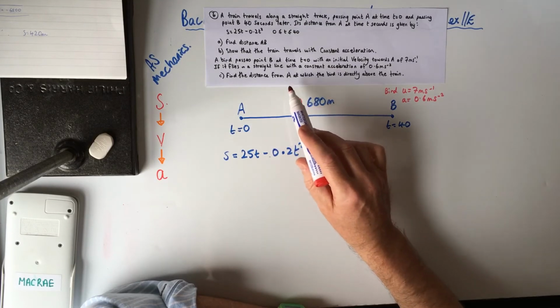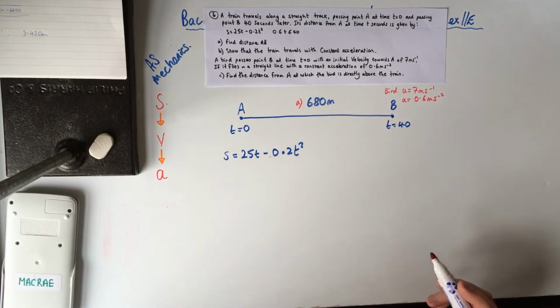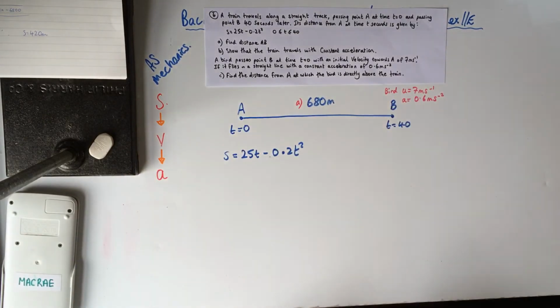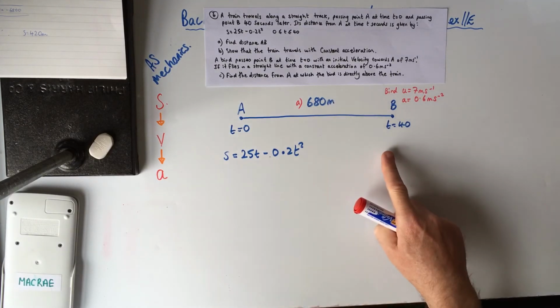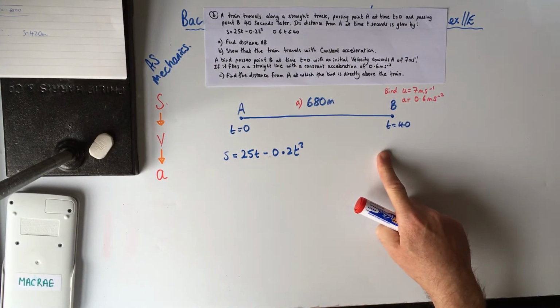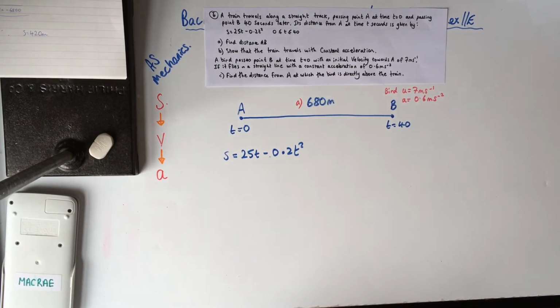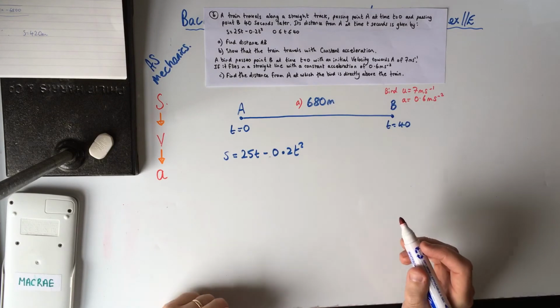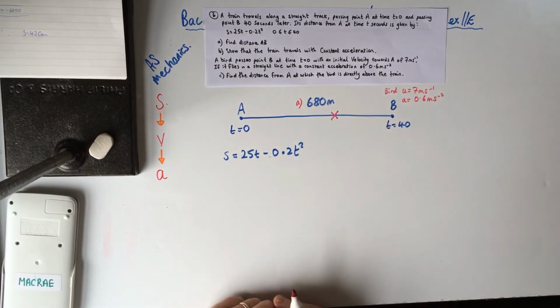Find the distance from A that the bird is directly above the train. So where do they actually meet? Okay, so this is going to be setting up: we've got an equation for the train, we need to set up an equation for the bird and solve them simultaneously to find that time. The best way of doing this is to put your point on where they cross on here. So they're going to cross somewhere, let's say they cross here.